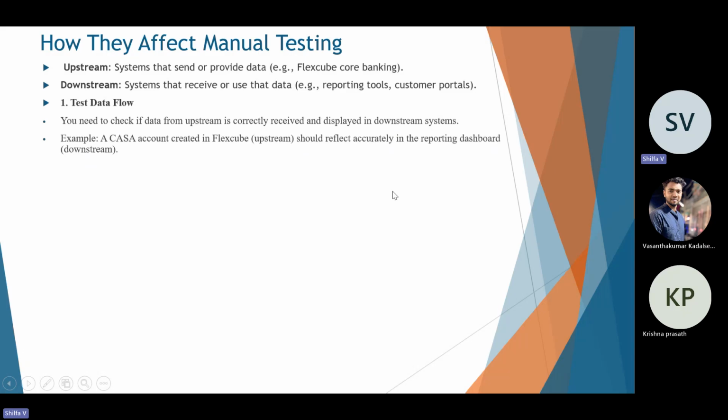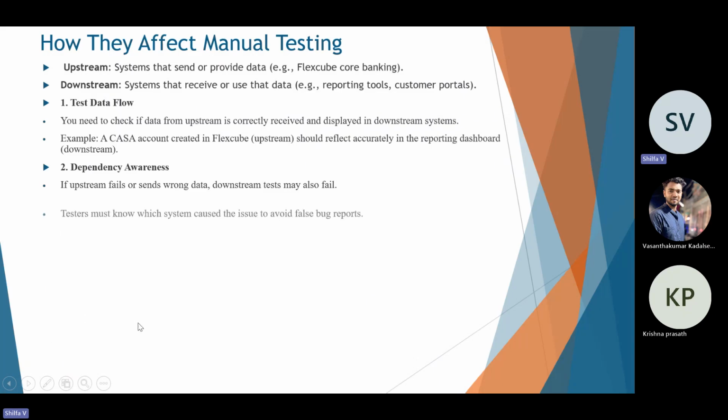I will tell you what things we need to check. We need to check the data flow: the data from the upstream should be correctly received and displayed in the downstream. I have given you the example also: a CASA account is created in FluxCube, that is an upstream application, and that should be reflected in the dashboard in downstream also. It is also dependency awareness. If the upstream fails or sends the wrong data, the downstream test must also fail, because the dependency is the main thing in this.